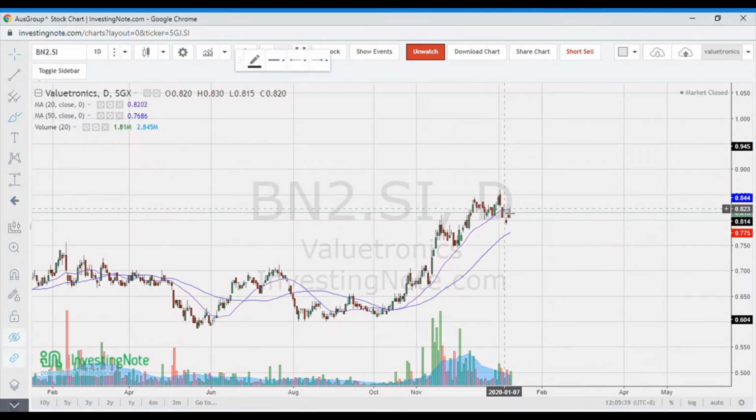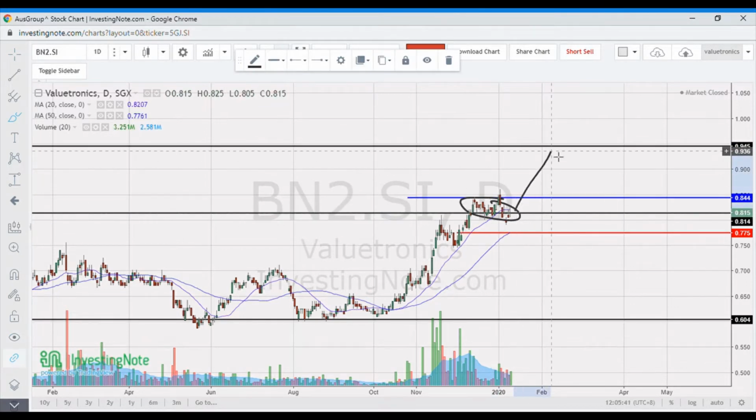What I think will happen is that it consolidates, breaks up higher, and because you know it's going to be like that, you plan your trade accordingly. For me, I will put the stop loss just at the 200 days moving average, because right now I'm gunning on the fact that it respects the 50 days moving average, and I'm hoping that it continues to respect it. And if it touches the 200 days moving average, I think it's fair game that we exit. That's Valuetronics.